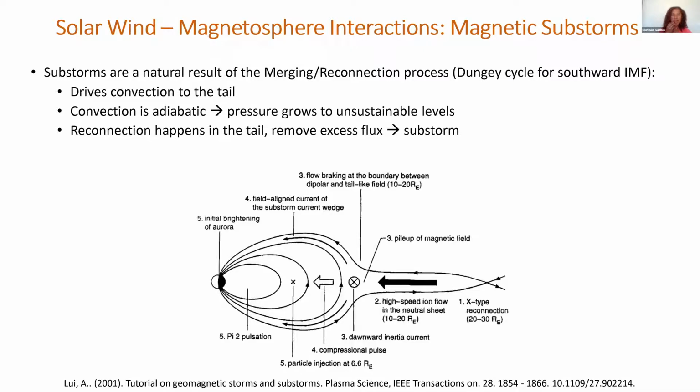Substorms also may have this impact that I mentioned, and they are very similar to magnetic storms, except that for the magnetic storm, the interplanetary magnetic field has to be southward for a long time, and in the substorm it doesn't. The reconnection and merging can happen and then stop for a while, and it can happen again. So these are the main differences. And substorms drive convection to the tail of the magnetosphere. The convection is adiabatic, and the pressure here grows to the point where it can't be sustained anymore, and the reconnection happens, and the plasma flows in this direction, and then like this, and creates all sorts of effects.